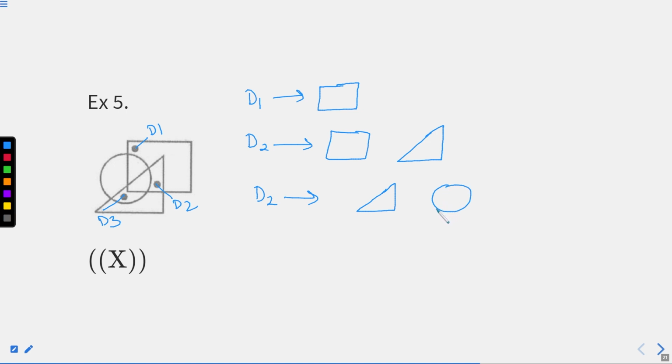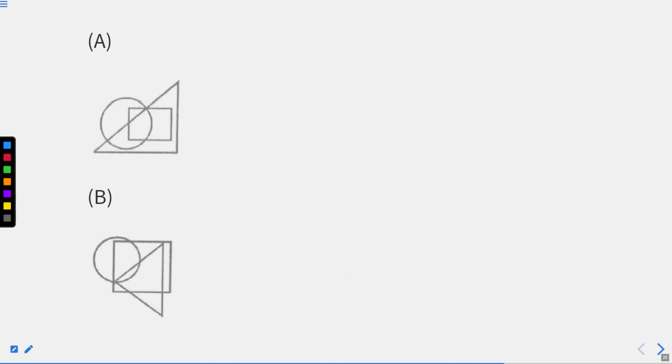So we'll directly look for the options that are available. For D1, we have square. For D2, we have a square and a triangle. For D3, we have a triangle and a circle, right? So starting with this part, for dot D1 we need only square, and we can see square is not free in any part of option number 1. So hence, this is not our answer, right?